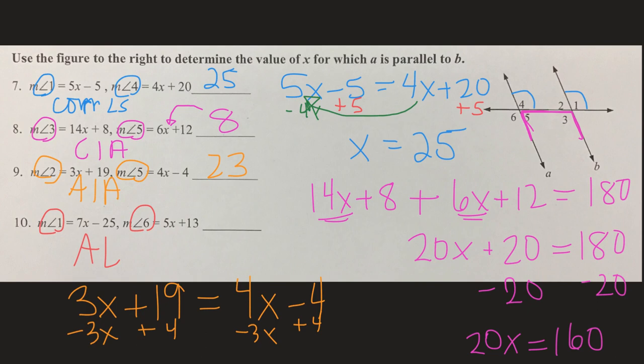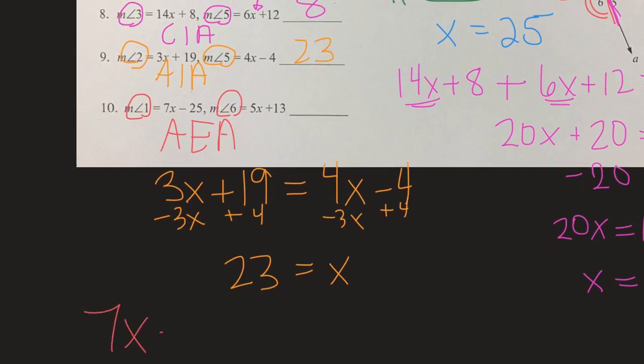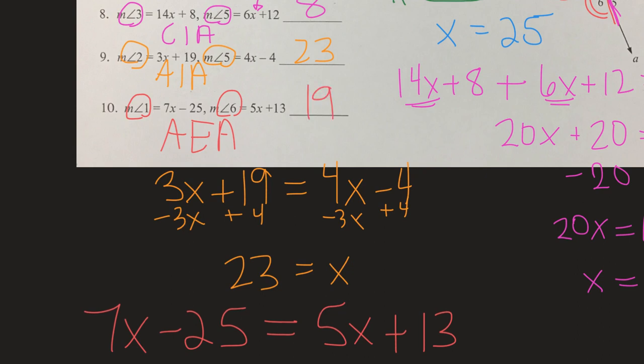And then our last problem, angle 1 and angle 6 are alternate exterior angles. Excellently well done. And how do alternate exterior angles relate? They are congruent angles, so we set them equal. We're going to take our 7x minus 25 and set it equal to 5x plus 13. That is our algebraic relationship. So we make this equation so we can solve it, and that is the solution to our number 10.